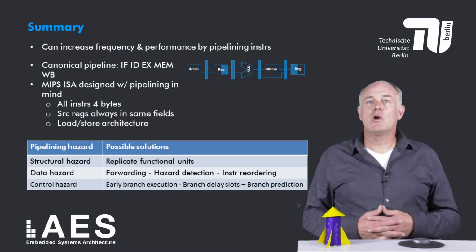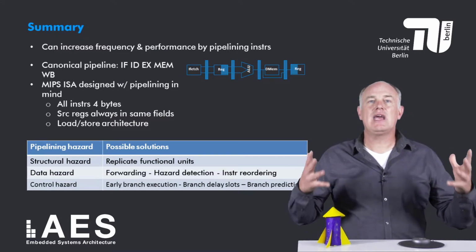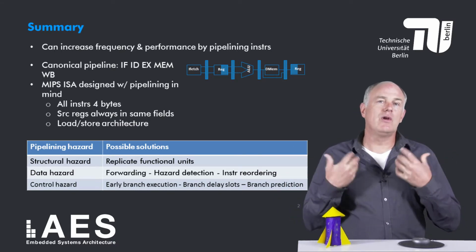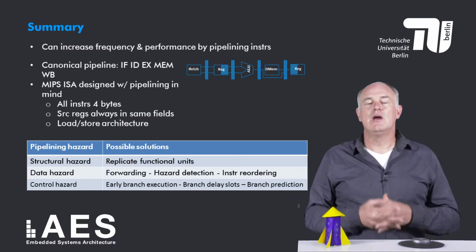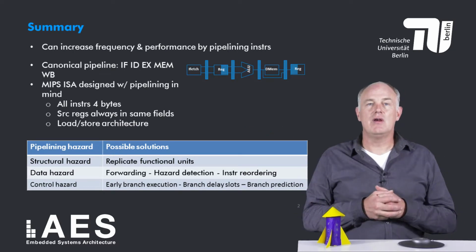Data hazards occur when there is a dependency with an instruction still in the pipeline, and they can, at least in most cases, be solved by forwarding. In case of a load use hazard, however, forwarding cannot prevent a stall cycle. Compilers try to avoid such stalls by reordering instructions.